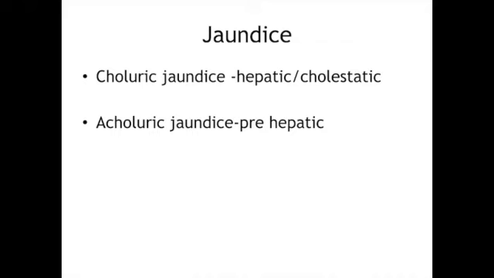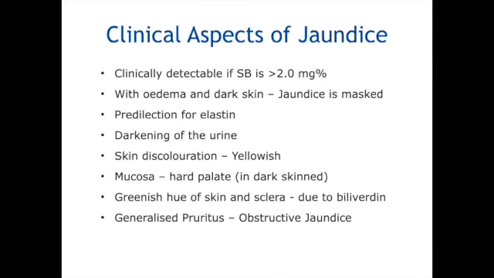Basically, jaundice can be divided into choleric jaundice, where there are bile constituents in the urine, including the hepatic type of jaundice and cholestatic type of jaundice. And in acholuric type jaundice, there are no bile constituents in urine, and they all represent the prehepatic form of jaundice. So the clinical aspect of jaundice is that whenever the bilirubin is more than 2 milligram per deciliter, we call it jaundice. But clinical jaundice actually occurs when the value goes beyond 3 milligram percentage.